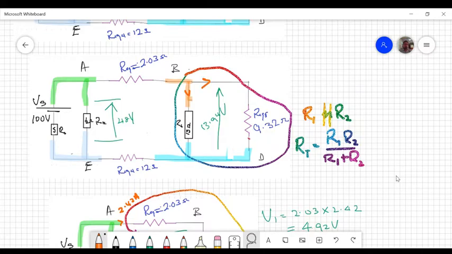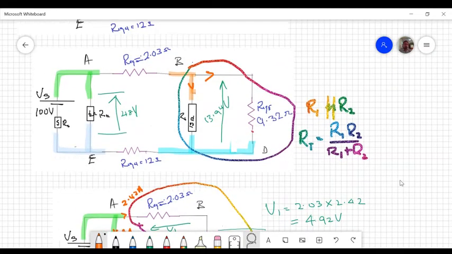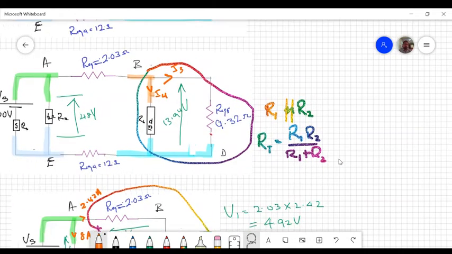Now I already have I1 and I2, so I'll call this I3 and I'll call this one I4. Now I can go and find it immediately because, why? The voltage across this resistor is 13.94 and the voltage across this resistor is the same 13.94. So I can say I3 is equals to 13.94 divided by 9.32, and that's amps, and that'll give me something. I'll go to my calculator and get it just now.